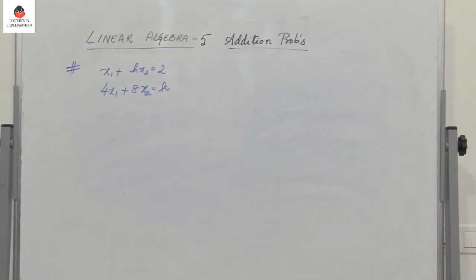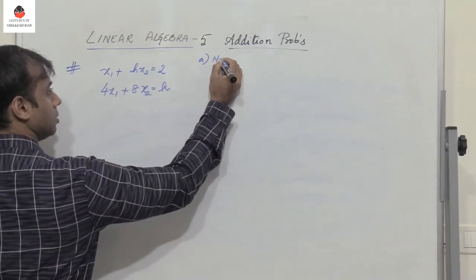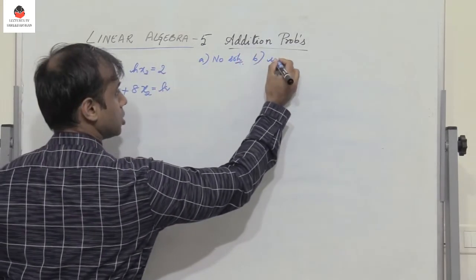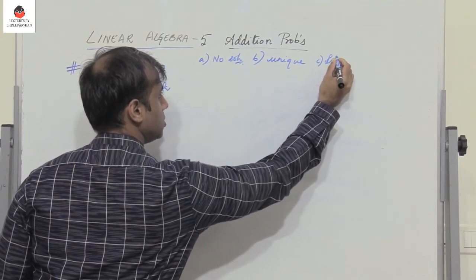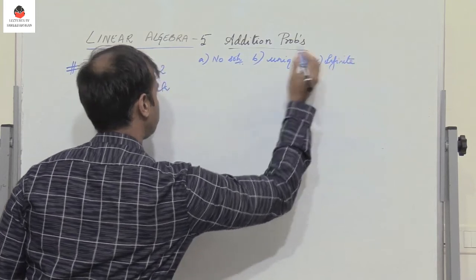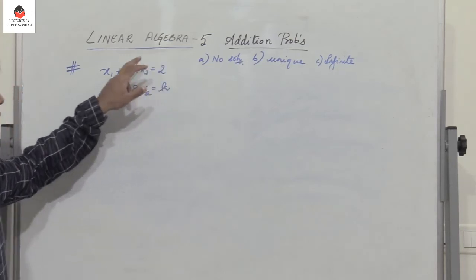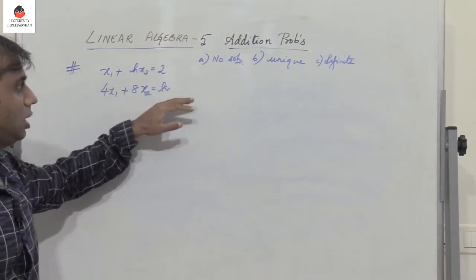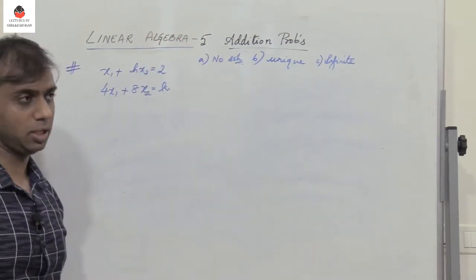Now this is a very interesting problem. We need to find the values of h and k for 3 cases: a, no solution; b, a unique solution; and c, infinitely many solutions. So we need to find the values of h and k such that for some values of h and k you would get no solution, for some values of h and k you get a unique solution, and for some values of h and k we get infinitely many solutions.